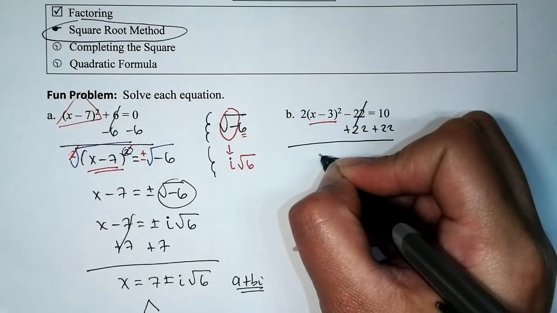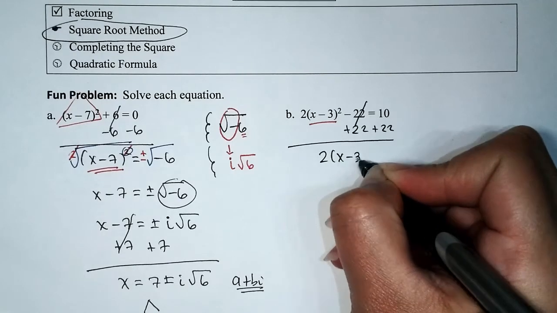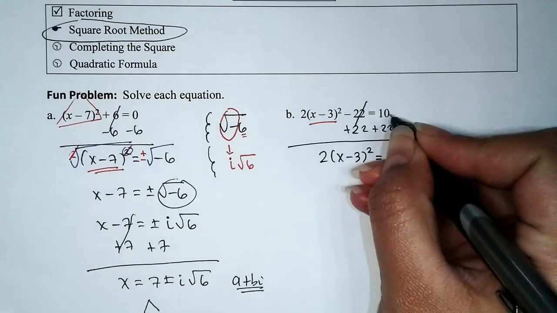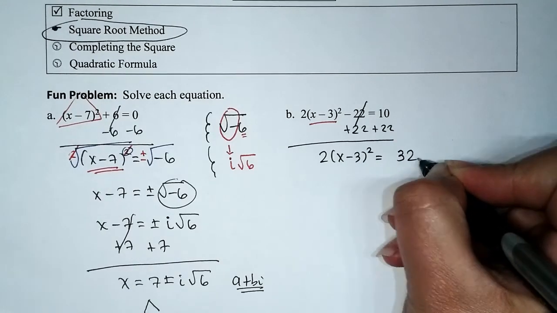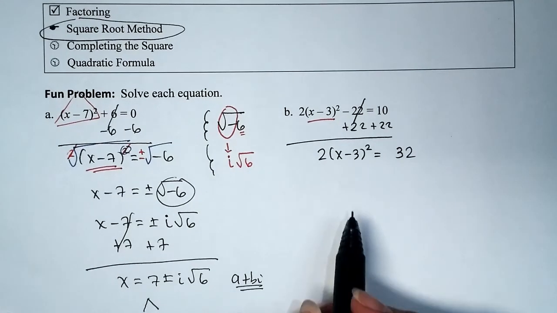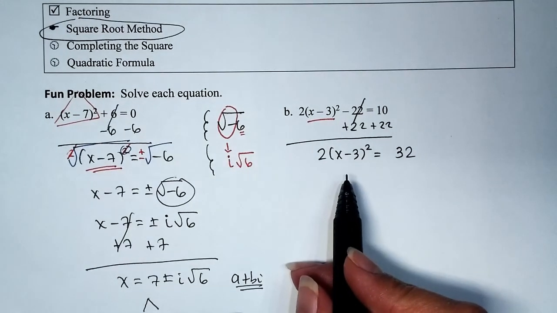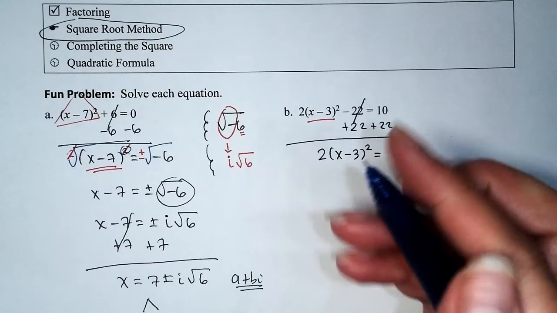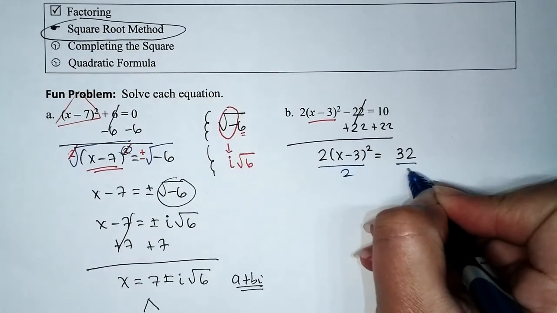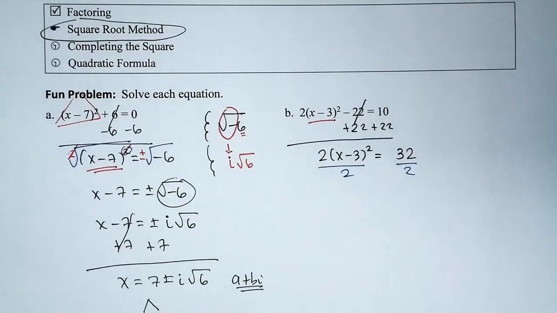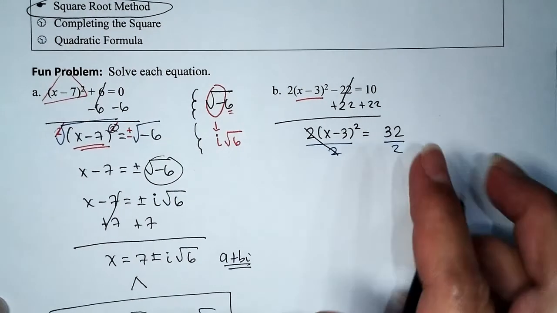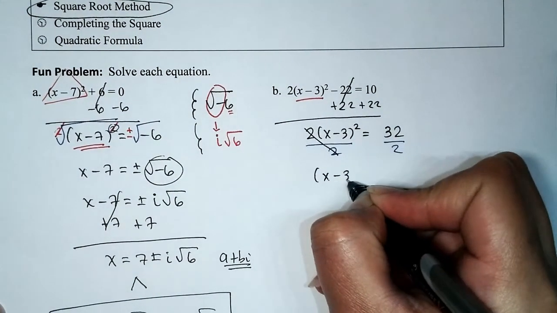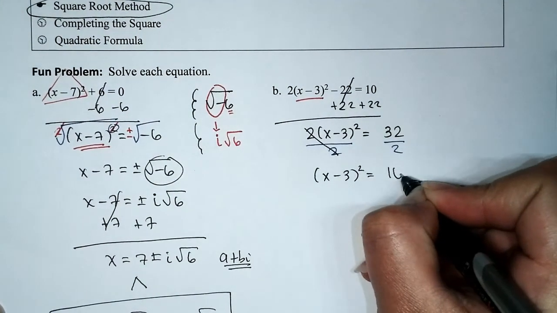And that will leave us with 2 times the square of x minus 3 is equal to, where am I? I think it's like 32. Keep your cool. We haven't quite isolated the squared part, so no square rooting. To get rid of the times 2, let's go ahead and divide both sides by 2. And that will leave us with the square of x minus 3 is equal to 16. Cool.